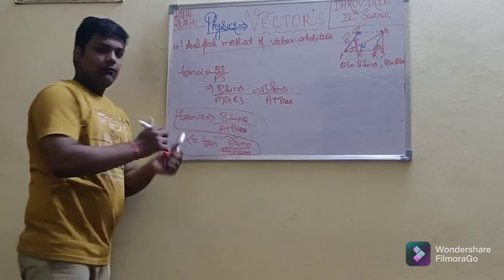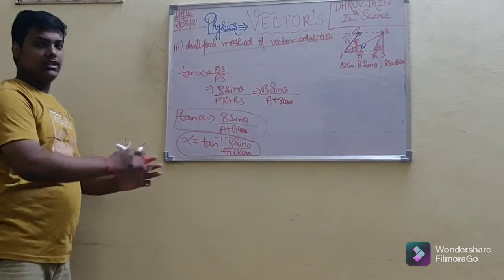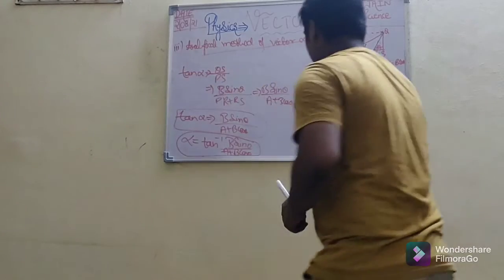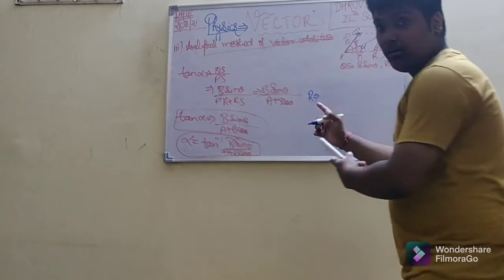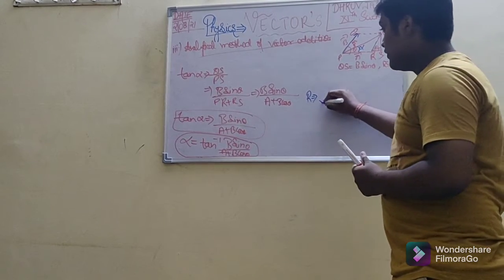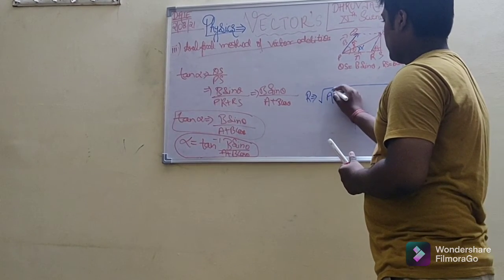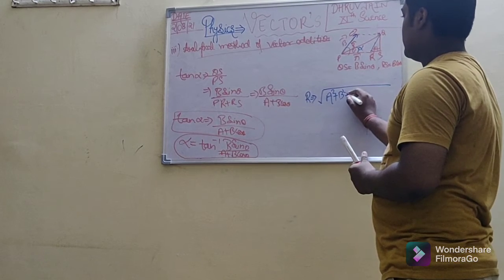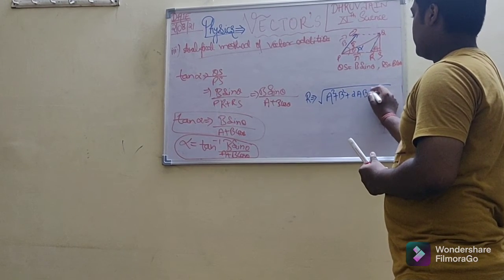We have derived both the things. Firstly, what have we derived? We have derived the formula of the resultant. How to find out the magnitude of the resultant vector? Like this: the square root of A square plus B square plus 2AB cos theta.